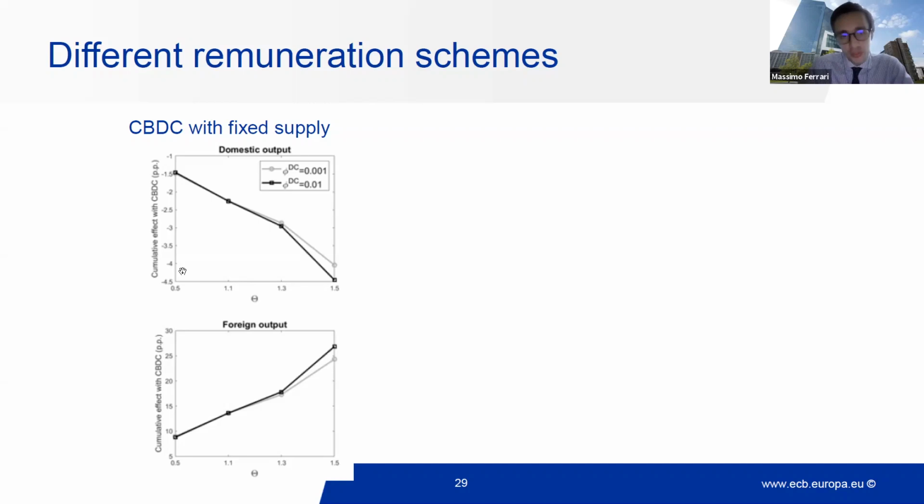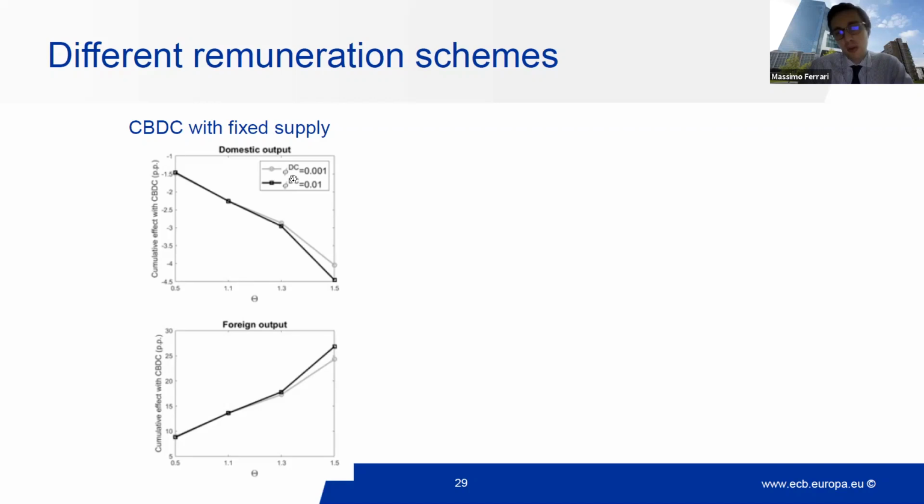Now, the vertical axis is the accumulated spillover, so the difference between the model without the CBDC and the model with the CBDC. The higher the values on the vertical axis, the more the introduction of the CBDC amplifies the same shock. And then you have the two lines, again, black and gray, just to make this more confusing, that in this case are not the model with or without the CBDC, but different parameterizations of the fee parameter, so the level of capital control.